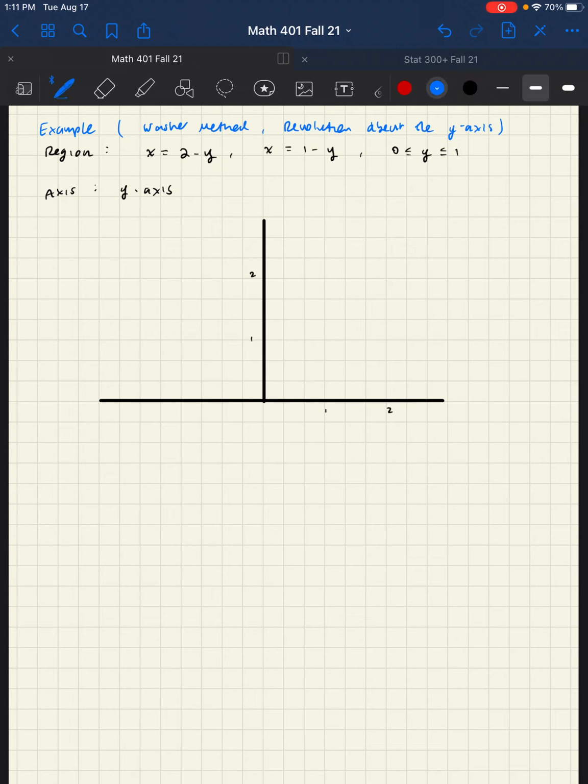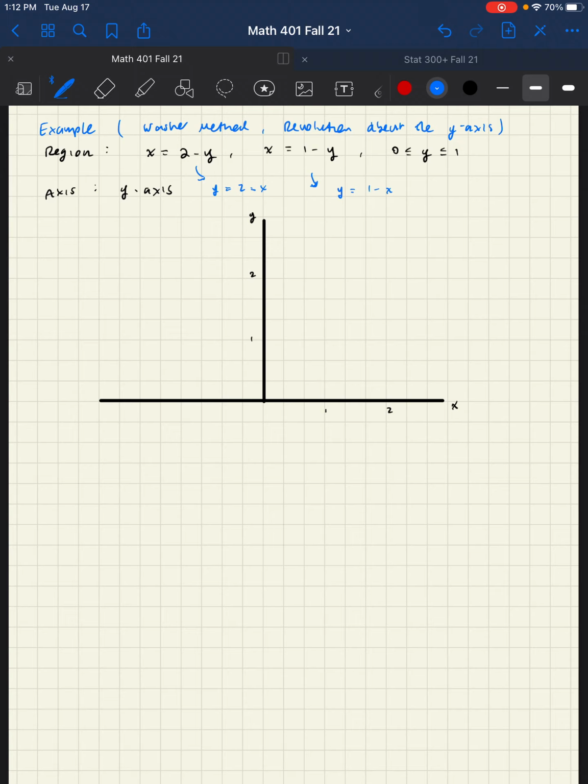1, 2, 1, 2. Okay, let's start over. 1 minus y is the same as... so remember that if this is the y-axis and this is the x-axis, we can rewrite each one if we want to as a function of x, just so that we know how to graph it, but it's not strictly speaking necessary. But it might help.